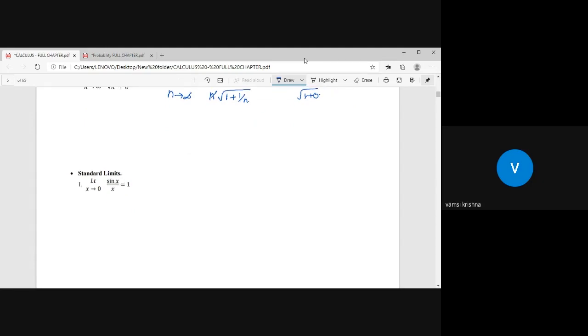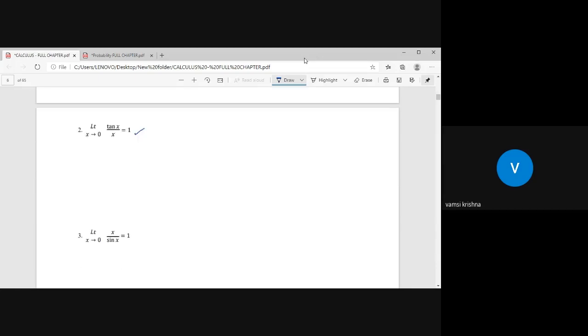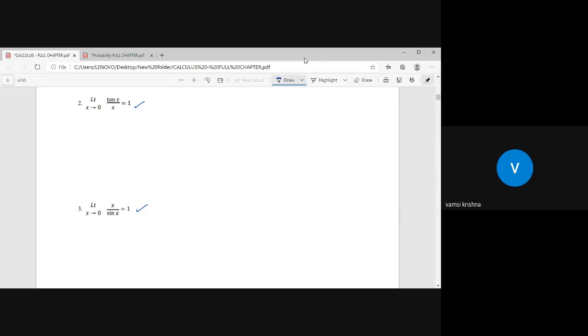Now take these things as formulas. Limit x tends to 0, sin x by x is equal to 1. Standard limits, these are very, very important. And in the same way, tan x by x is equal to 1. Limit x by sin x is equal to 1, same it is. And sin ax by x is equal to a.